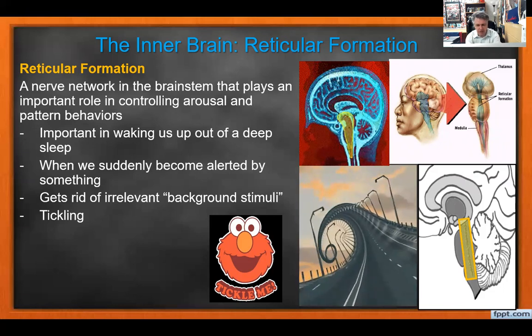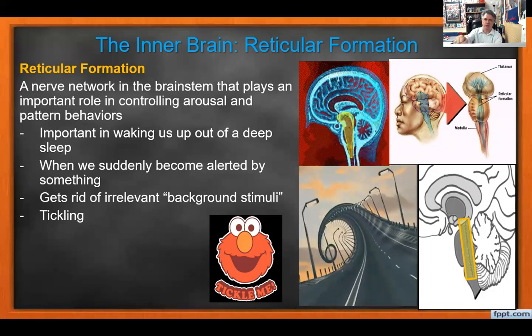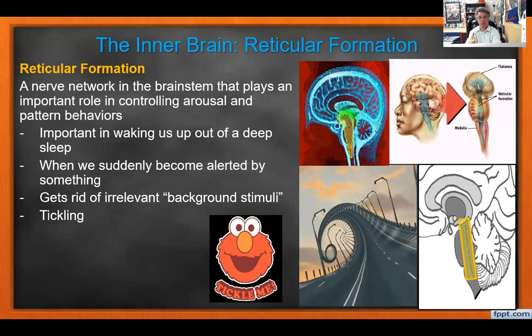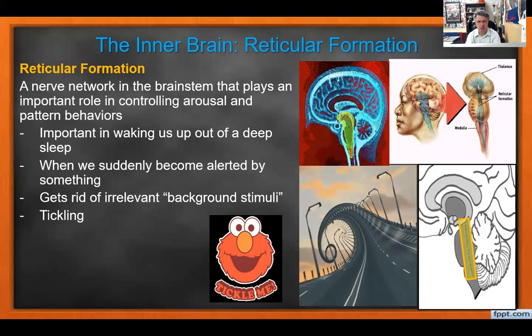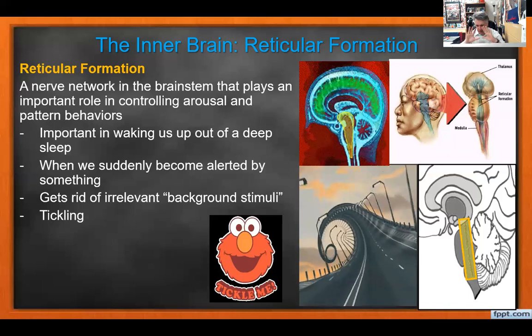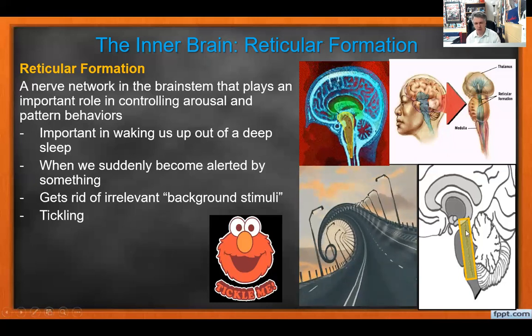When you're driving down a highway like this, and the road's just flowing and flowing, and then you start to sort of zone out, and you come back to it, that's your reticular formation. When you're just zoning out, thinking of nothing, and someone's like, hey, what? Getting yourself back online, getting rid of the background stimuli, being able to focus on a particular thing, that's your reticular formation.